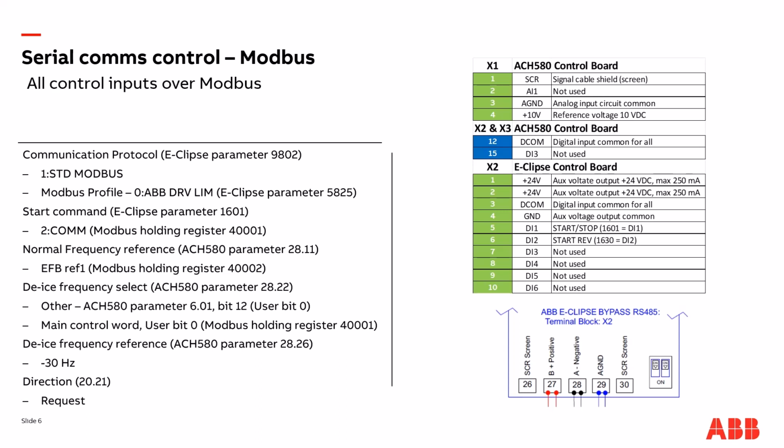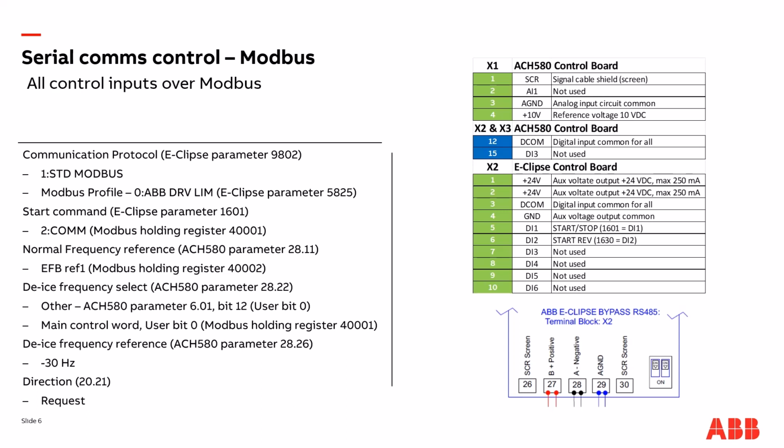The frequency reference location is set up in the ACH580 at parameter 2811, and this should be set to EFB ref 1, and the reference will be set at Modbus holding register 40,002. Now the source for the de-ice frequency select will also be set up on the ACH580, and this will be at parameter 2822.